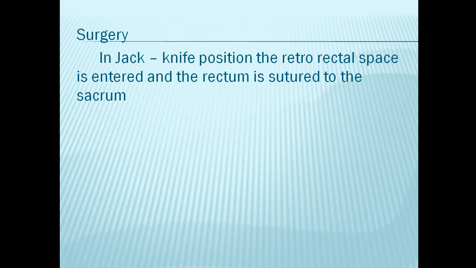So if this doesn't work, then you have to intervene surgically. So the child is put in the jackknife position. The retrorectal space is entered after dissection, and the rectum is sutured to the sacrum. So that is the surgical intervention in infants and young children.